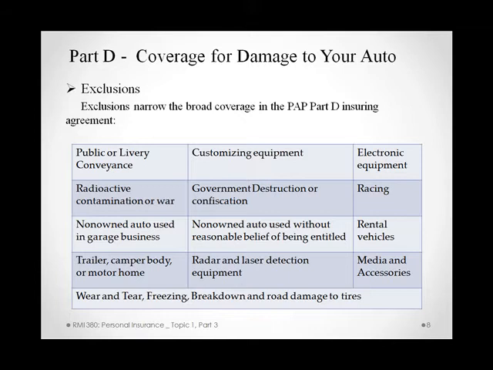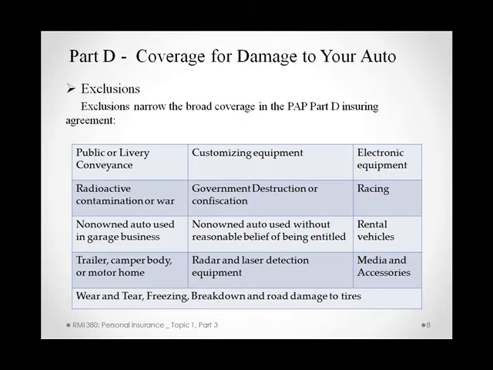Non-owned auto used in garage business. If you run a car repair business and damage your customer's car in a road test, it won't be covered. However, if you road test your family member's car, it will be covered. You need to know who will be considered your family member. You need to live at the same address, and your family member's name would also need to be listed under the policy. Trailer, camper body, or motorhome. If you want them to be covered, it's fine, but they need to be included in endorsements.